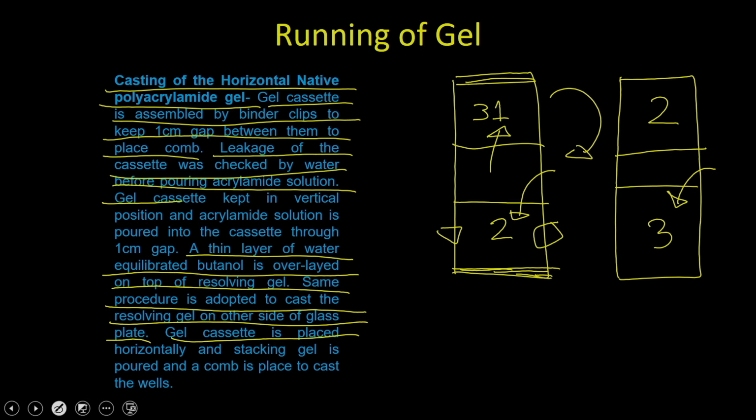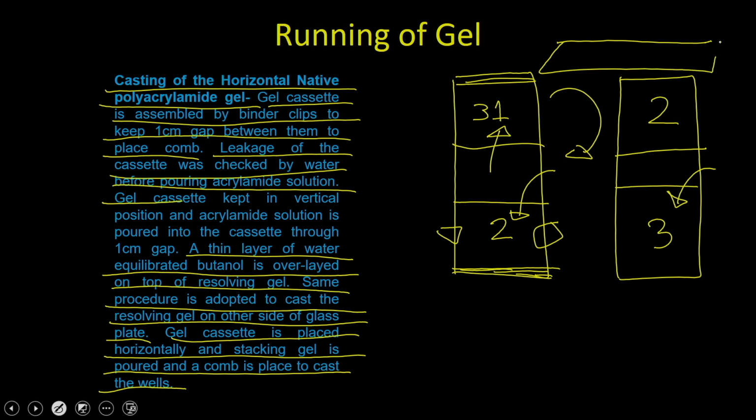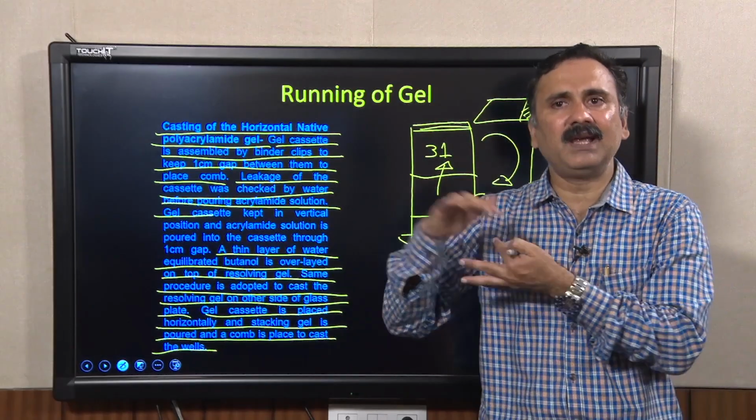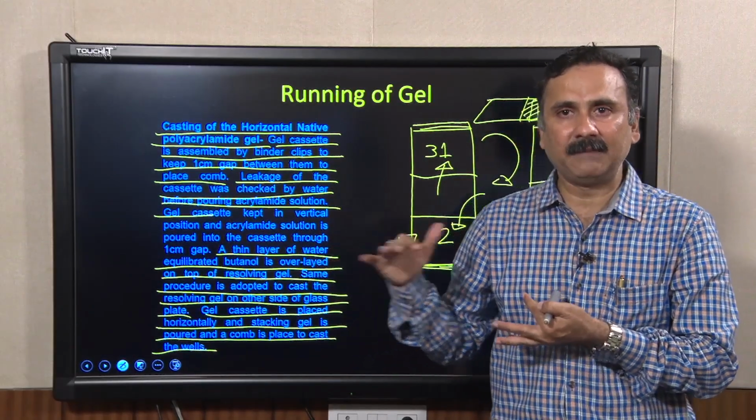Gel cassette is placed horizontally and stacking gel is poured and a comb is placed to cast the wells, which means once all these things are done, then you take the plate like this. So, this side is casted, this side is casted, then you pour the stacking gel in between and put a comb. If you put the comb, the well is going to be prepared just as it was prepared for the DNA.